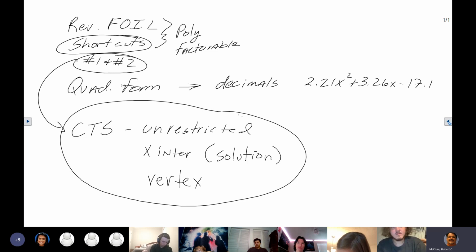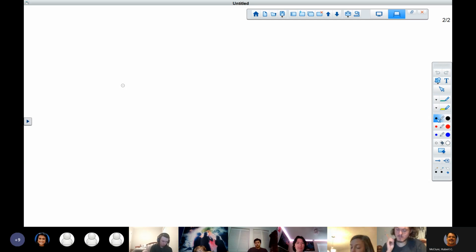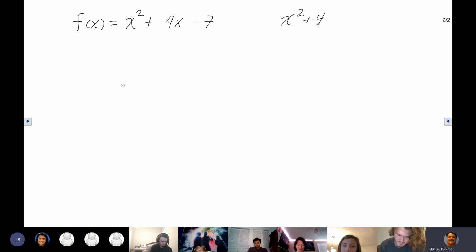I'm going to start you off with level 1. Level 1 meaning easy. It's going to be given to you like this. f of x is equal to x squared plus 4x minus 7. Or it could be given to you like x squared plus 4x minus 7 equals 0. Either way, you're going to set it equal to 0. And that's what you're doing right here.